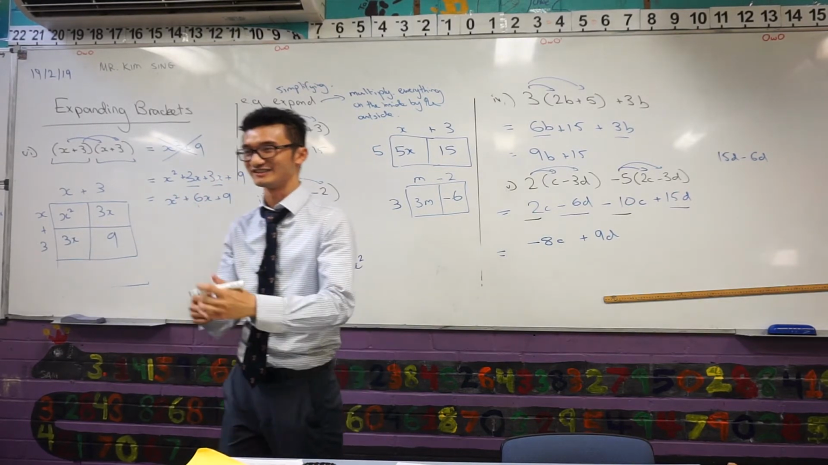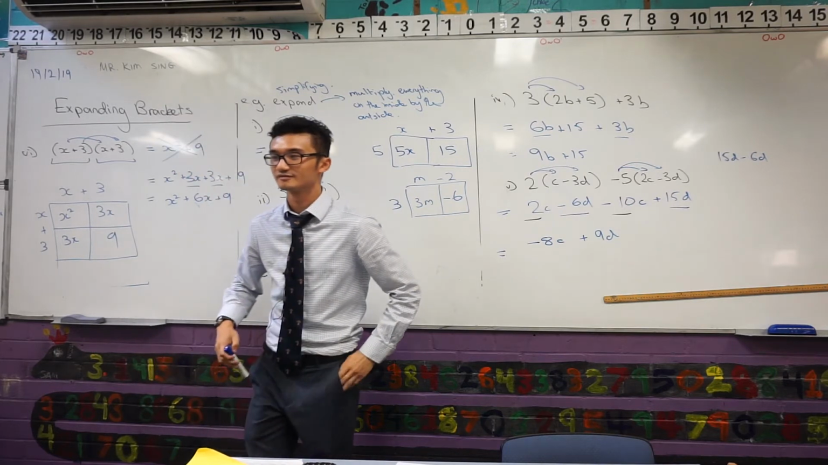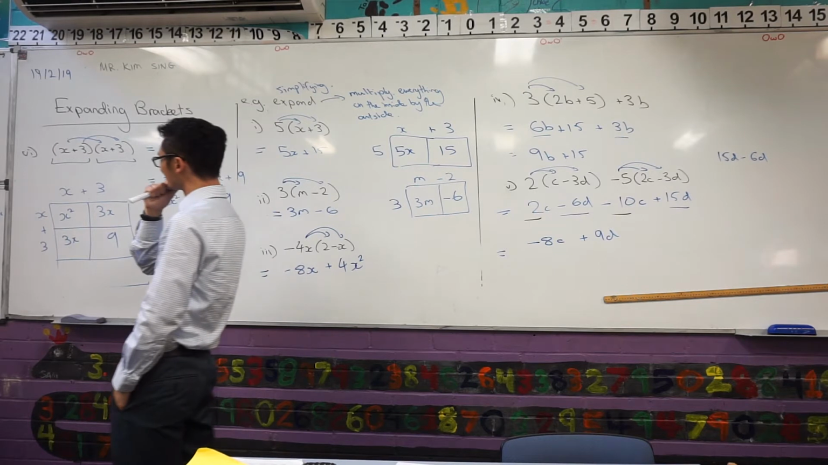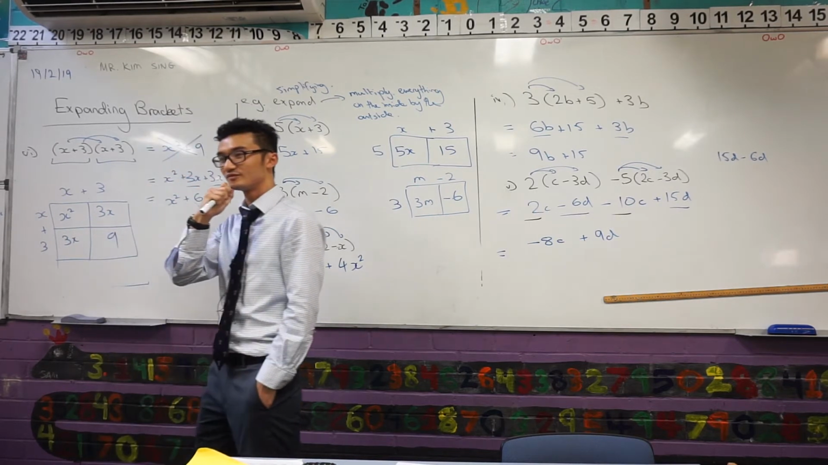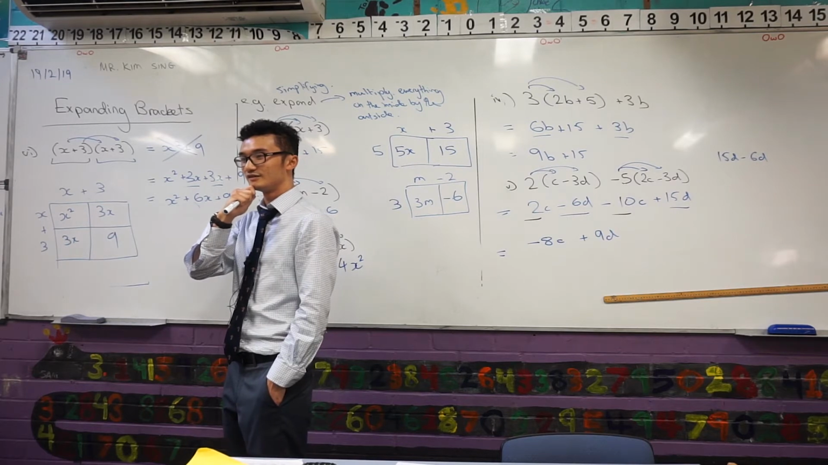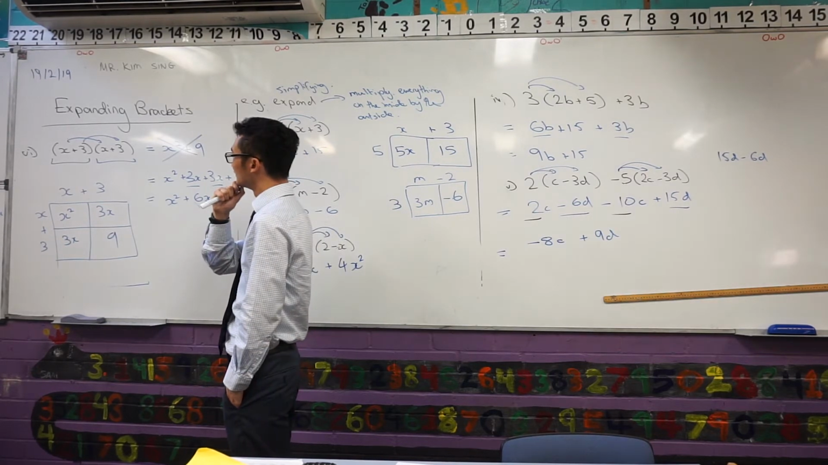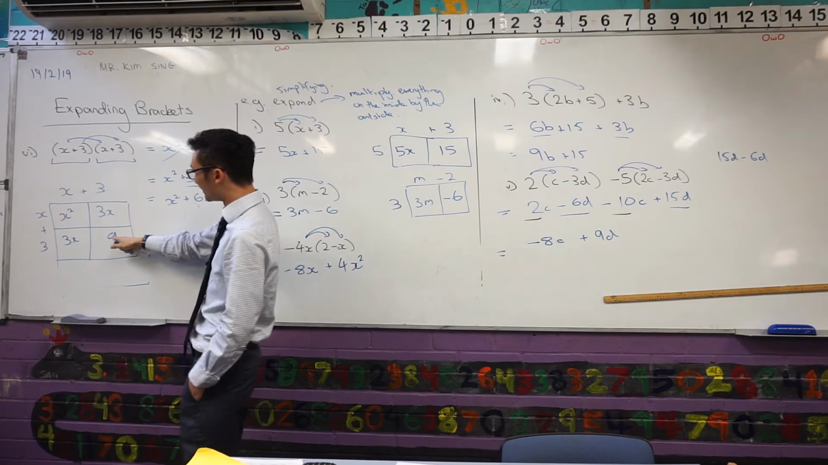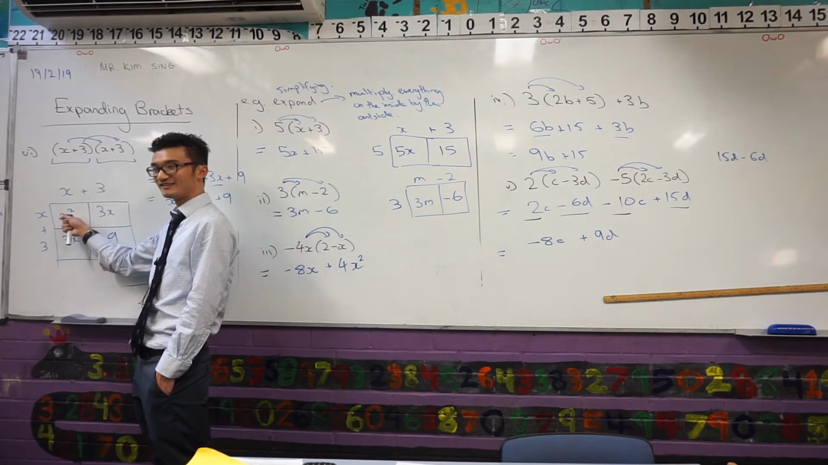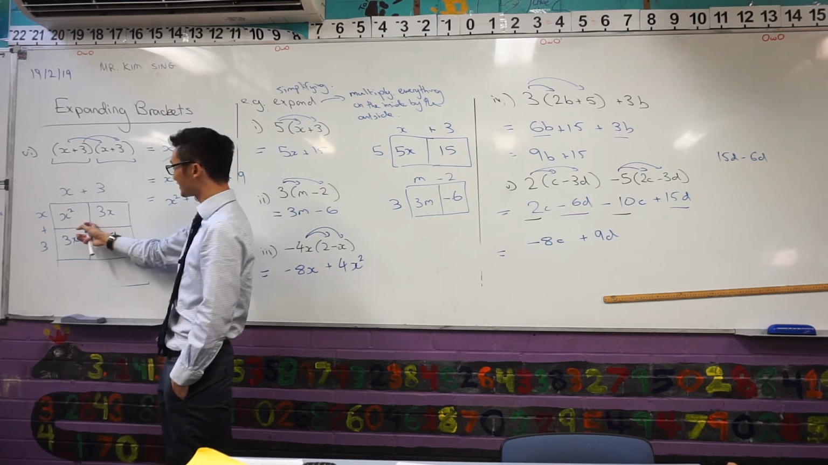Why doesn't it make sense, Jackson? So there's 3 and 3. And there's a 3 and an x and a 3 and an x. Yep. But how come, where did the x squared and the 9 come from? Well, here's my 9. That's a good question. Here's my 9, and here's my x squared. Right? But when we were doing this, we actually missed these two.